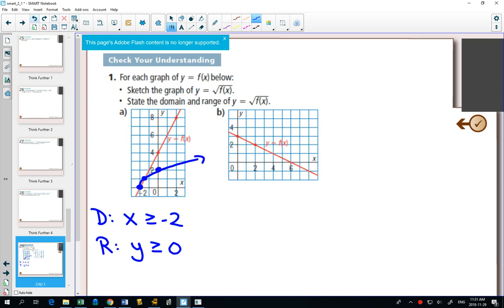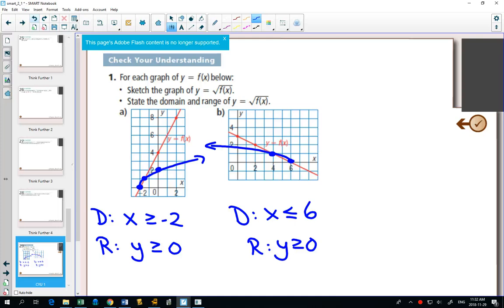Part B. Again, mark where it's 0, mark where it's 1. This one, nothing shows up that's really nice values to figure out. Between 0 and 1, it will be slightly above, then below. Domain, x is less than or equal to 6. The range, y is bigger than or equal to 0.